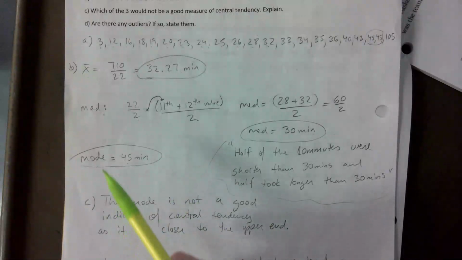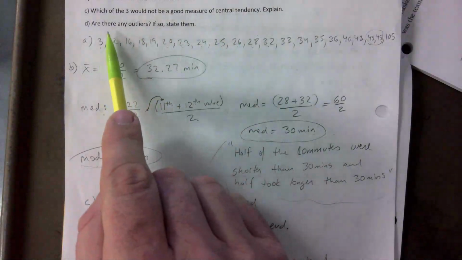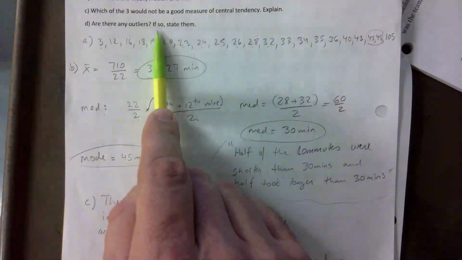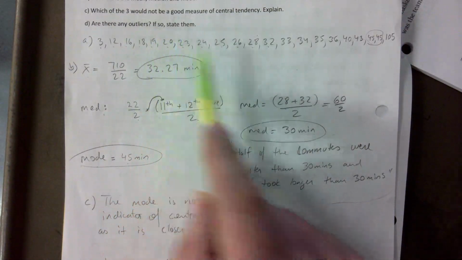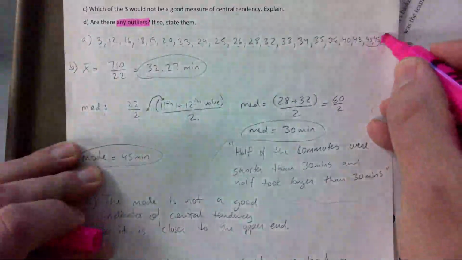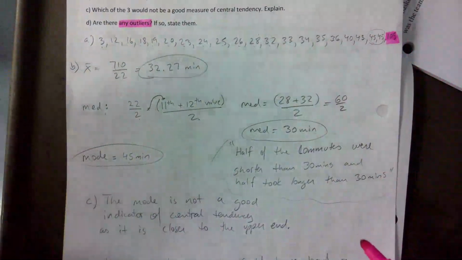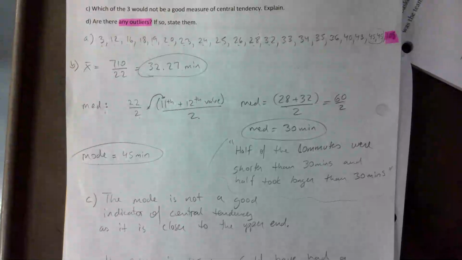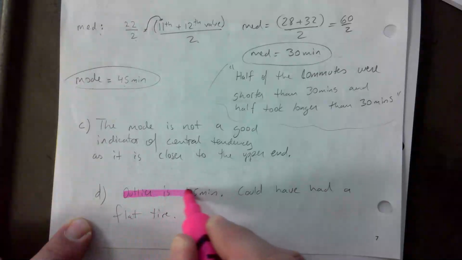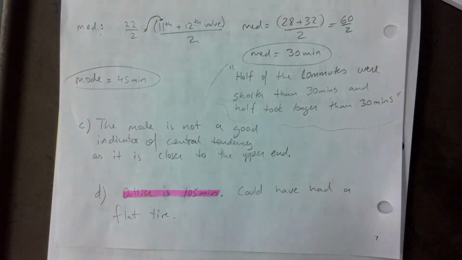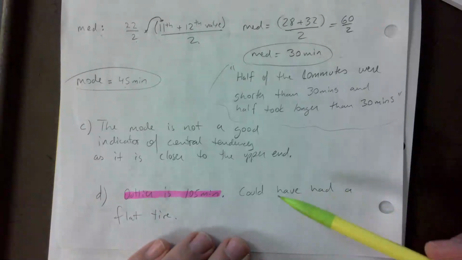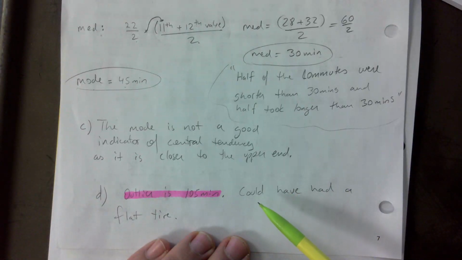I ask you, this question is asking you if there are any outliers. If so, state them. And you should see that there is an outlier. Okay, so are there any outliers? Yes, 105 is very different than the rest. Okay, so I state the outlier. Outlier is 105 minutes. And why is that?